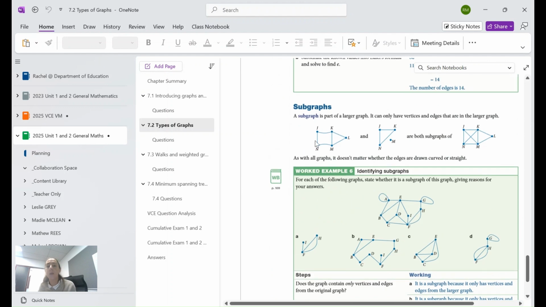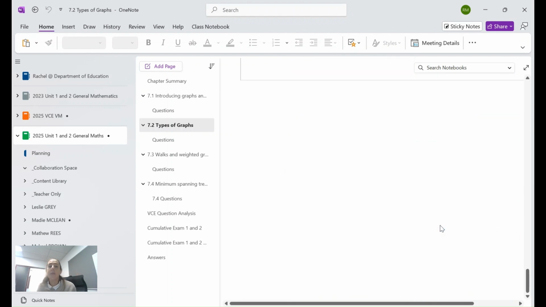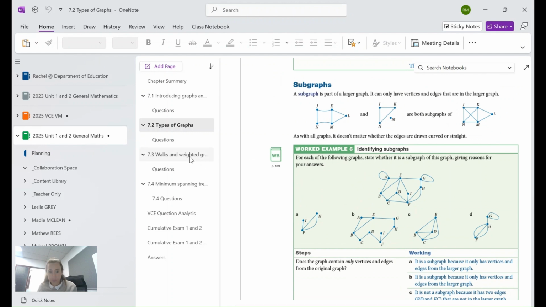Okay, subgraph. So a subgraph is just a part of the larger graph. It must show the same information. So it cannot add an extra edge, but it can just remove parts of that larger graph. Again, make sure you understand that.